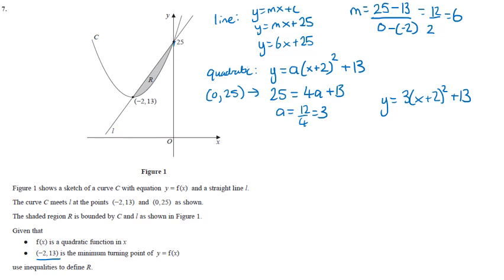And so the question asks us to define R. Well, R is beneath the straight line and above the quadratic. So we can say that for R, we've got the y values are less than the straight line, but greater than the quadratic line.